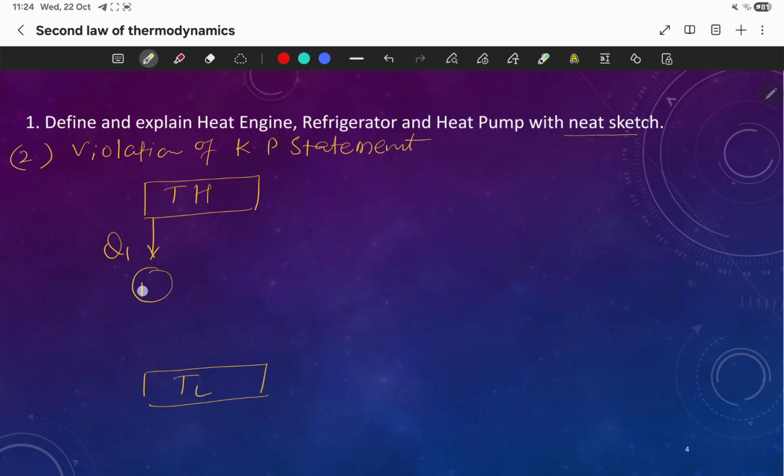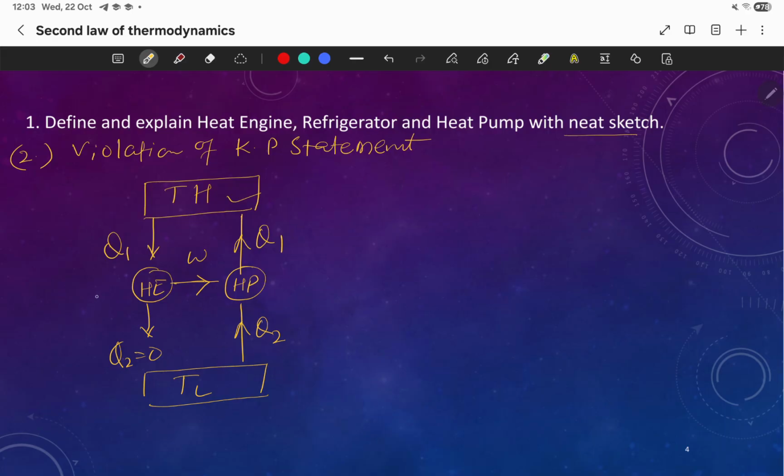This is the heat engine, and here Q2 is 0. It is producing work equal to Q1, and this work goes as an input to the heat pump, which is supplying heat Q1 to the higher temperature reservoir and extracting Q2 heat from the lower thermal reservoir.